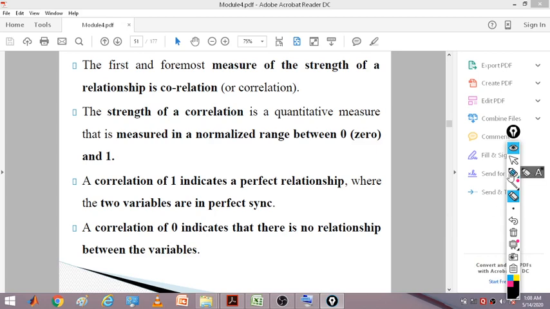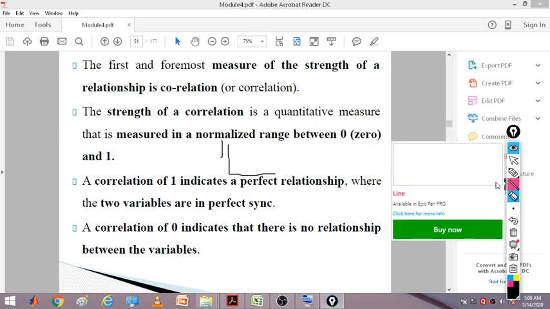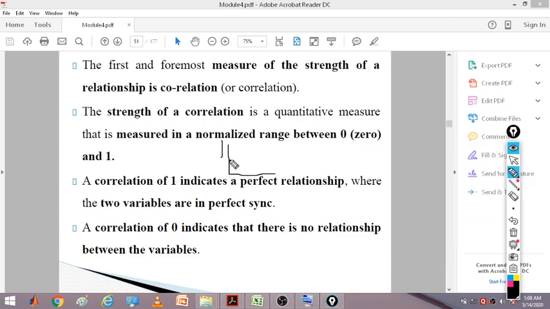A correlation of 1 indicates, if you plot x and y, with x in the horizontal direction and y, the dependent variable, in the vertical direction, a perfect line. So you may have a perfect straight line like this. So this is positive 1.